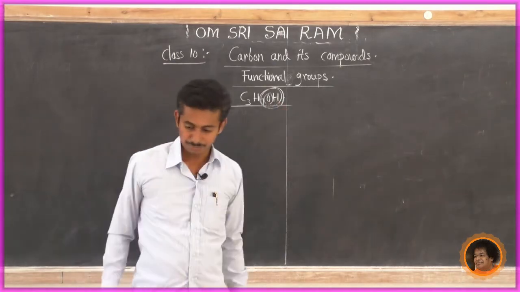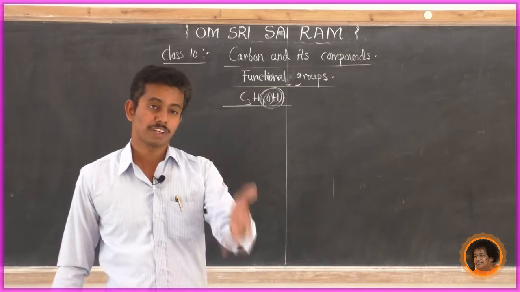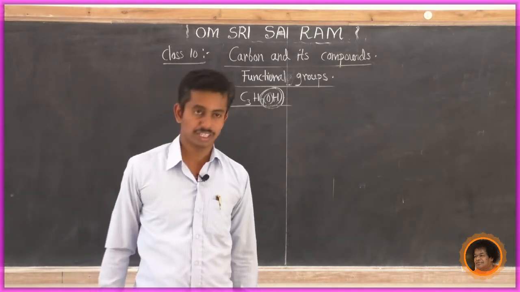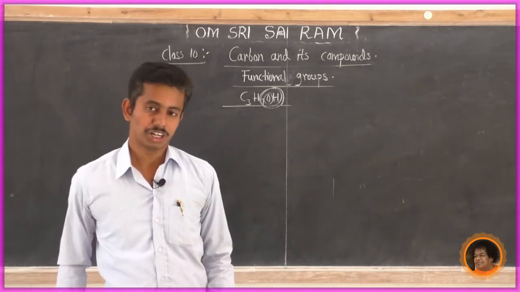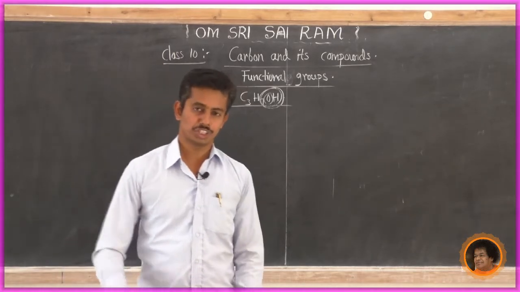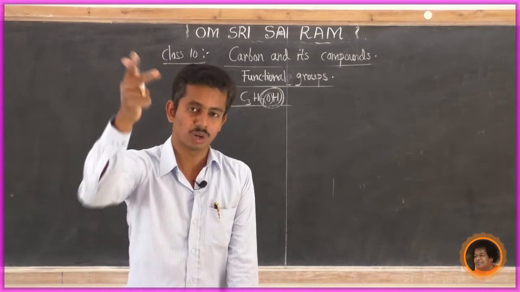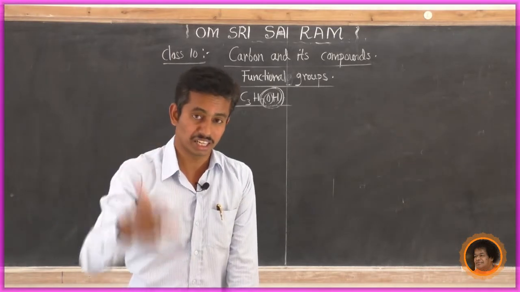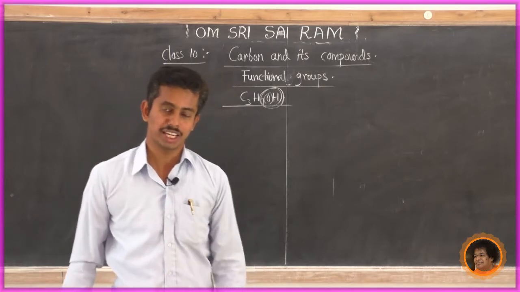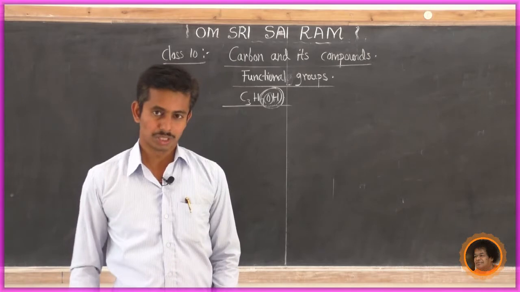So, a specific group of atoms within the molecule which is responsible for the chemical reaction of the molecule is called a functional group. There are many different functional groups. For example, OH means alcohol. CHO means aldehyde. COOH means carboxylic acid. CO means ketone. So we will discuss them one by one.